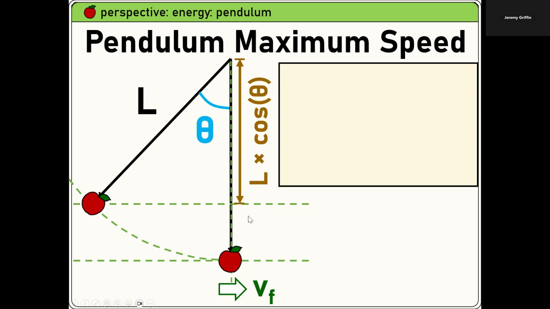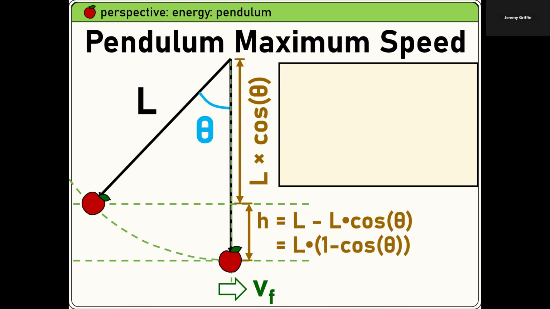What is this height gap right here? L minus L cosine theta. Is that okay? You guys see that? Okay. And if you want to, could you factor something out of this expression? What could you factor out? L, and then what would that look like? There you go. L times 1 minus cosine theta.